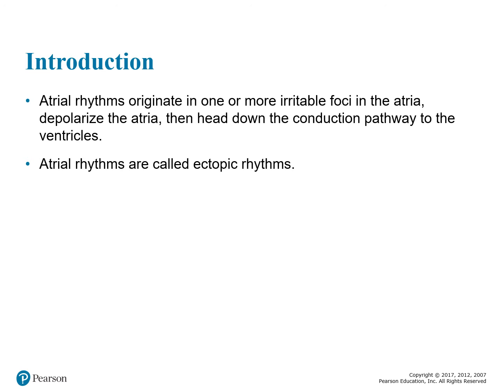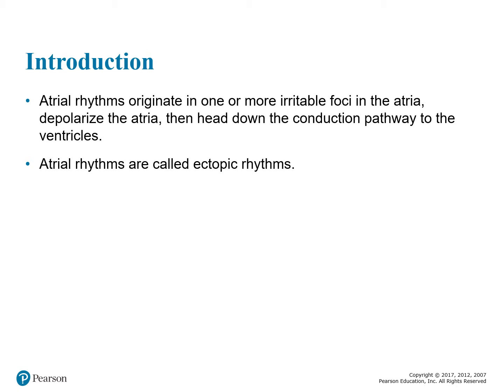As you know, atrial rhythms originate in one or more irritable foci or locations in the atria, then depolarize the atria and head down the conduction pathway to the ventricles. Atrial rhythms, and indeed all rhythms that originate in any pacemaker other than the sinus node or SA node, are ectopic rhythms. Ectopic rhythms are rhythms originating in any pacemaker other than the sinus node.